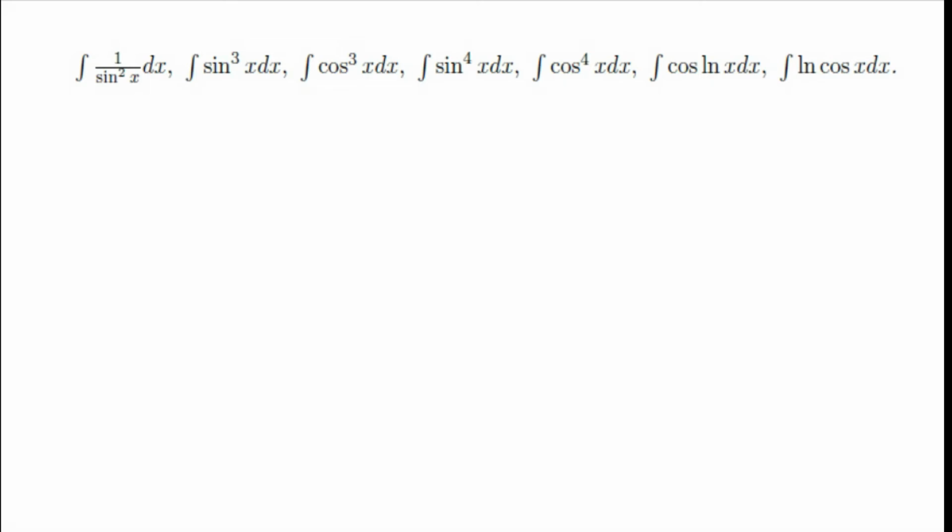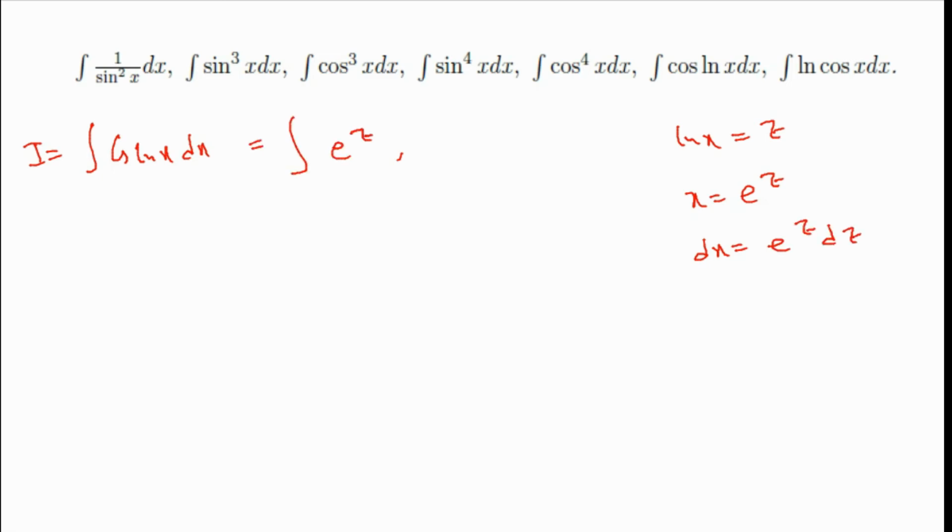Now let's move to the next problem. This is integration cos ln x dx. So I equal to this. Now put ln x equal to z, that means x equal to e to the power z, dx equal to e to the power z dz, and you will have integration e to the power z into cos z dz. Now use integration by parts. So we will integrate that one and differentiate that one, that is cos z.